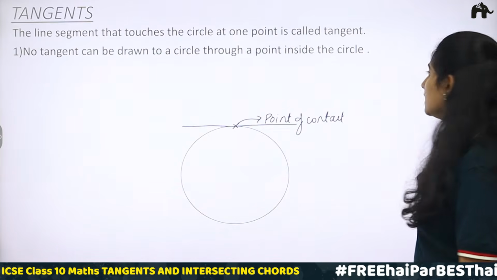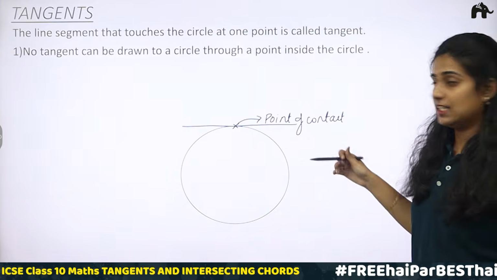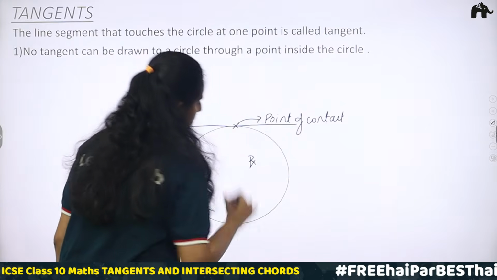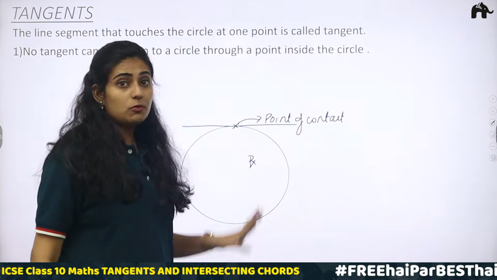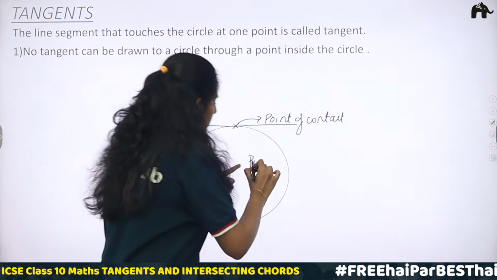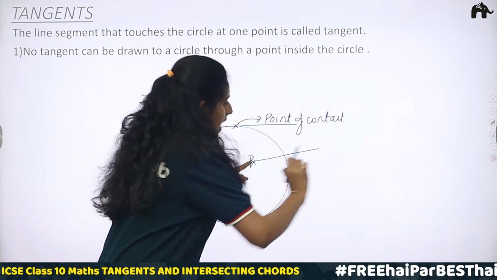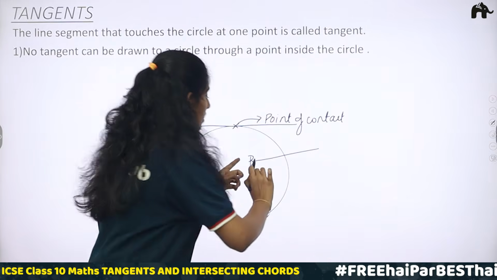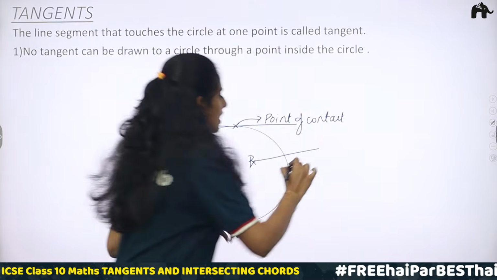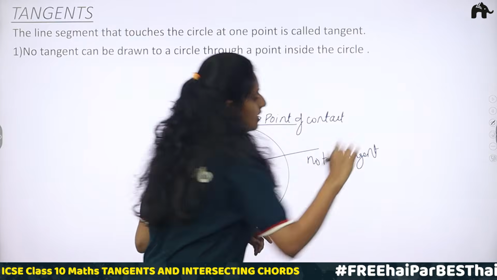The first one is, no tangent can be drawn to a circle through a point inside the circle. Inside the circle, I am going to consider a point P. Okay, this is my point P. Using this point, I am going to draw a tangent. Let us see if I will be able to draw or not. Using this point, I can draw a line. Yes. Here, this line cuts the circle. It's not that the line touches the circle, it cuts the circle. So, it is not a tangent. Okay. So, this is not a tangent.